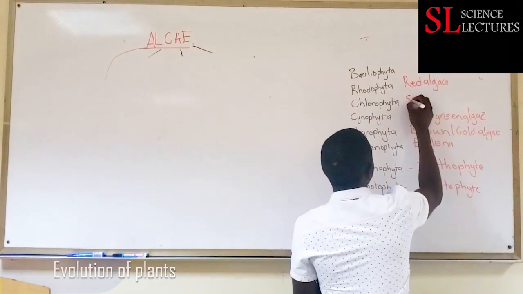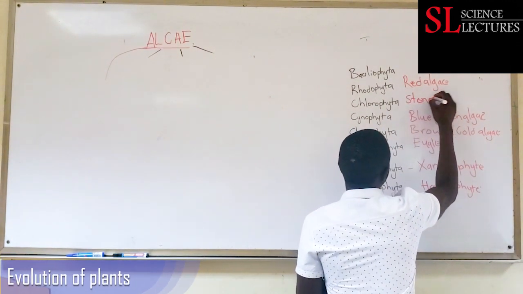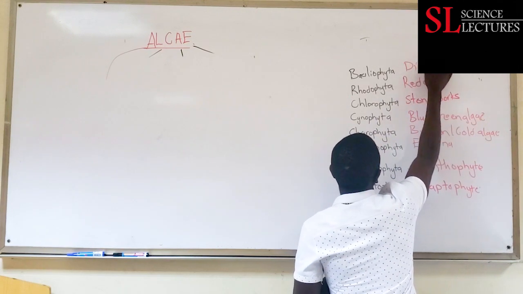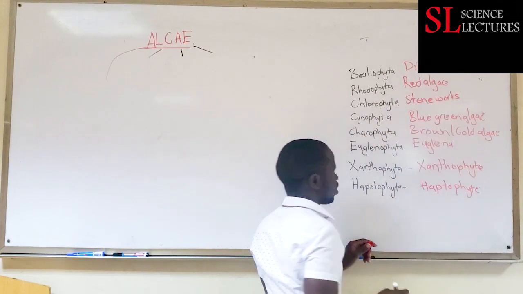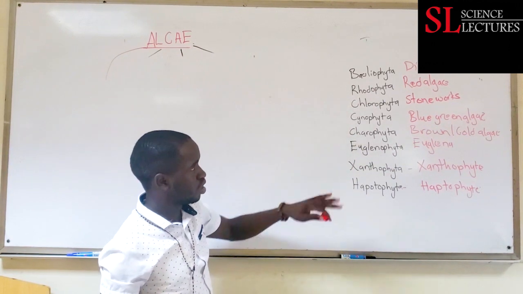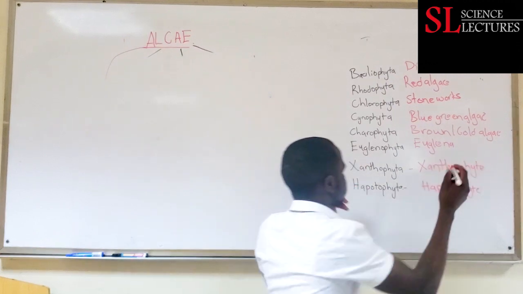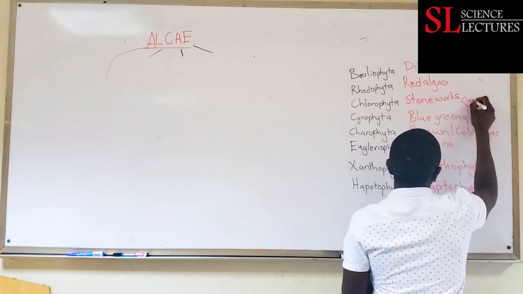Charophyta are what we call stoneworts, and these are what we call diatoms. These are very important in the aquatic ecosystem. The diatoms and this blue-green algae, or what they call sometimes cyanobacteria.